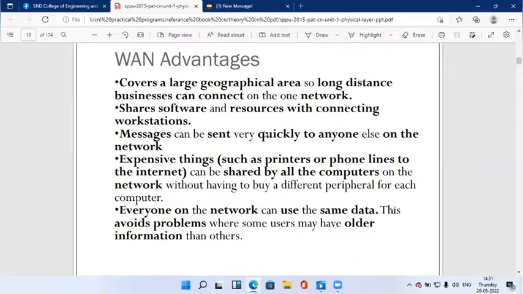Okay, so after that, share software and resources by connecting workstations. Different workstations we have to connect, we have to route, in a centralized manner. Okay, so after that, messages can be sent very quickly to anyone else on the network. So after that, expensive things such as printers, phone lines, or internet can be shared by all the computers on the network without having to buy different peripherals for each computer. After that, everyone on the network can use the same data. This avoids problems where some users may have older information than others.